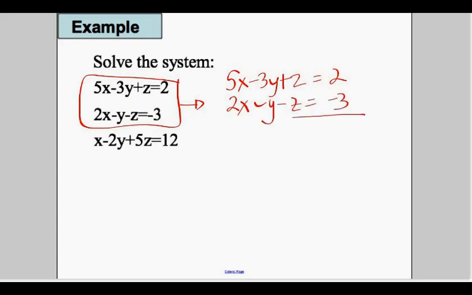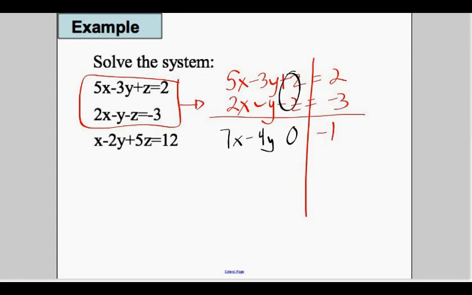I'm going to get negative 1 on the right, I'm going to get 0 z here, I'm going to get negative 4y and 7x. So now I have an equation, 7x minus 4y equals negative 1. I have an equation in two variables using the top two equations.